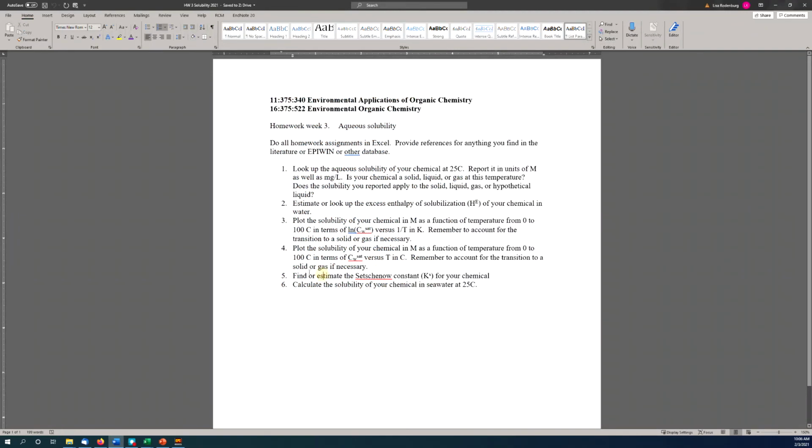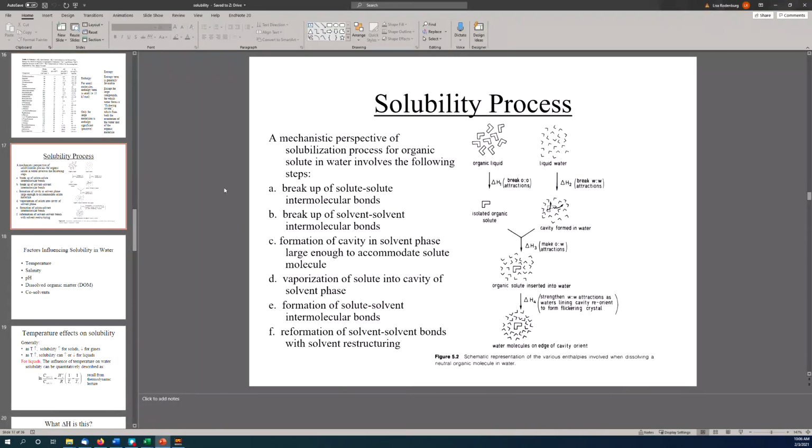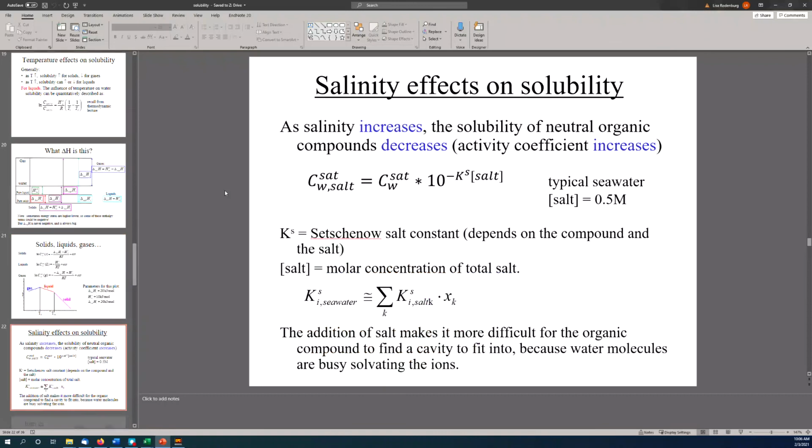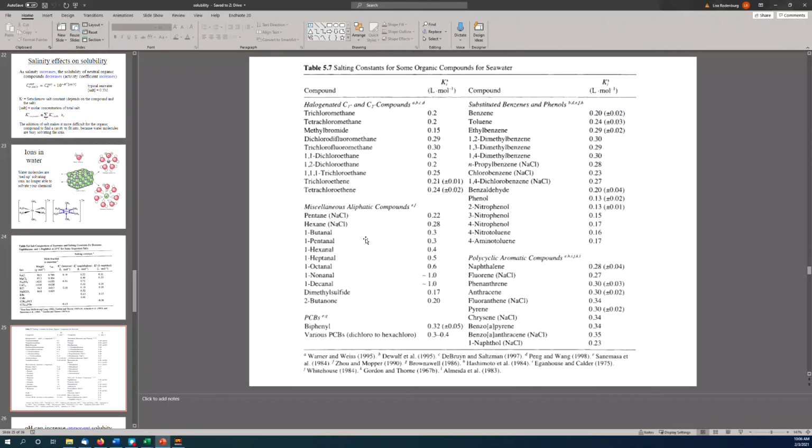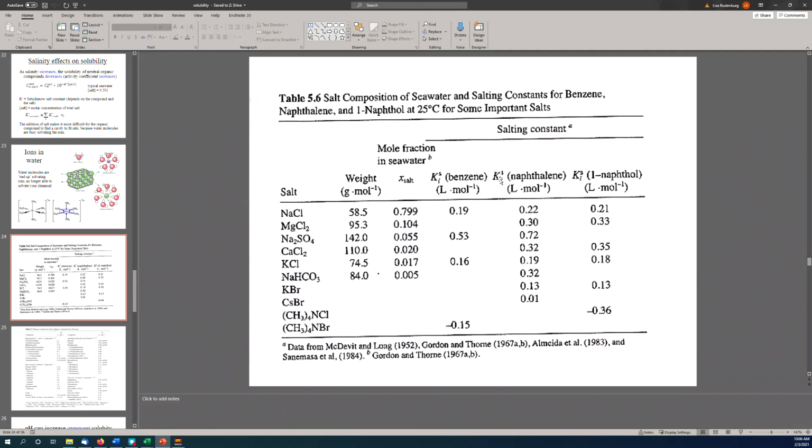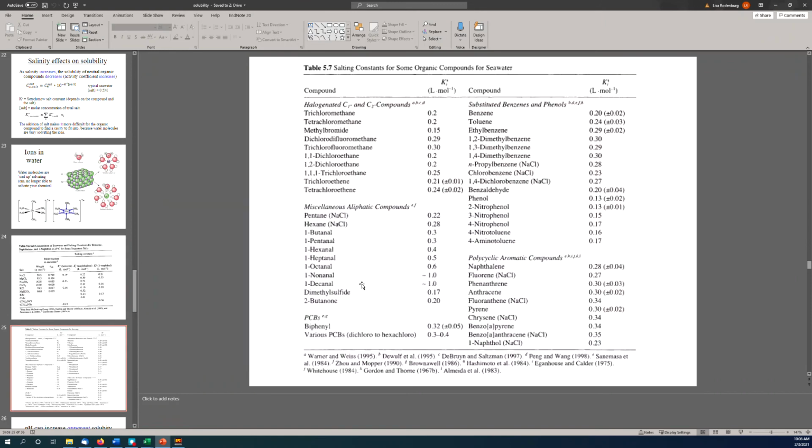Now find or estimate the Setschenow constant of your chemical. The Setschenow constant is what describes how it's going to behave in salt water. So if you go to your lecture notes and scroll down a little bit, there's this table. This is a very, very helpful table. This is salting constants for organic compounds in seawater, which, you know, we're environmental people. We deal with seawater. This other table here is for all the weird salts, like potassium bromide. We don't need to deal with that.